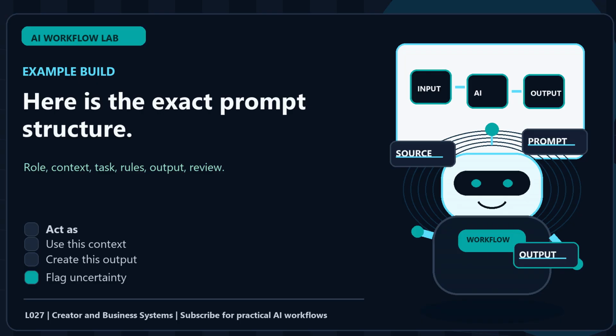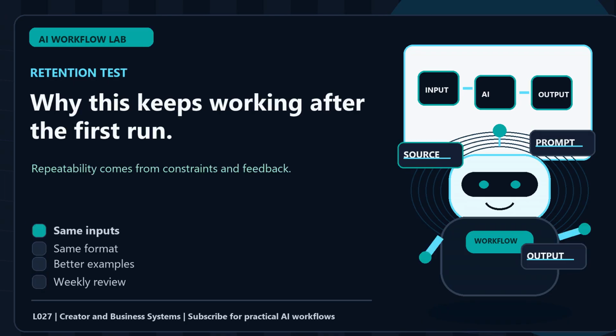Then add the rules. Limit the main recommendations to 3. Rank them by payoff and effort. Flag any assumption that could change the answer. Include a short quality control checklist at the end. Ask clarifying questions only when they materially improve the result.